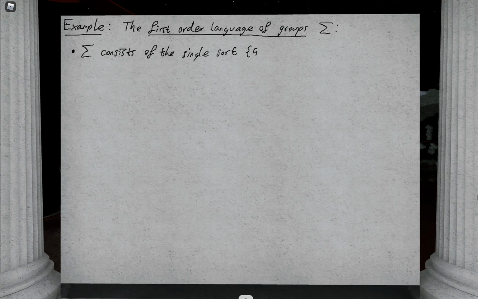Okay, so the first order theory of groups, sigma. The sorts of sigma consist of just a single element, G. There are 3 function symbols. Okay, the first is asterisk, which for intuition's sake can be thought of as motivated by the product operator of a group.